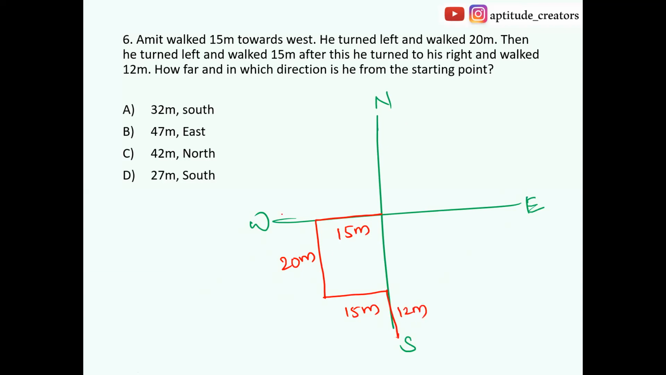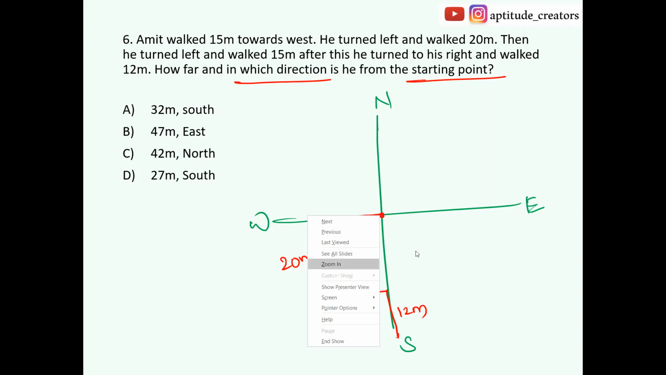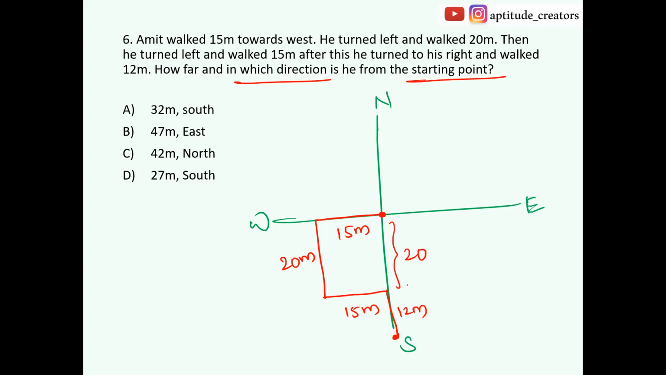Now, what is the question he is asking? How far and which direction is he from the starting point? Now, this is the starting point and this is the ending point. Now, how far and which direction? What is the distance here? From here to here 20, from here to here 12. Why am I saying 20?